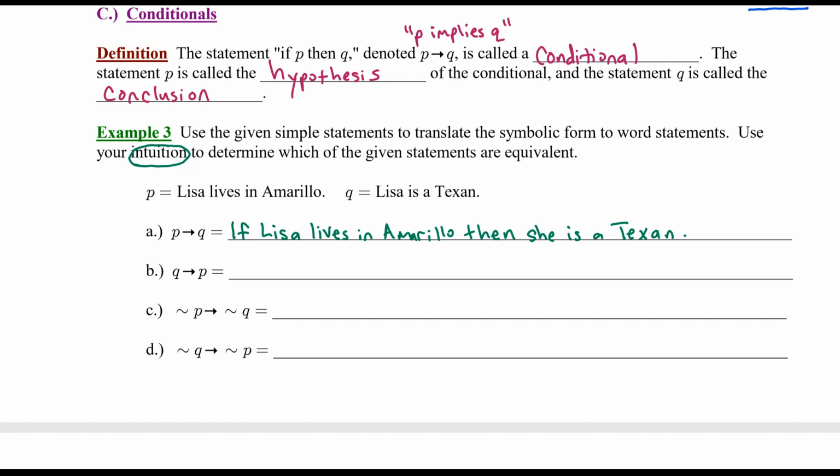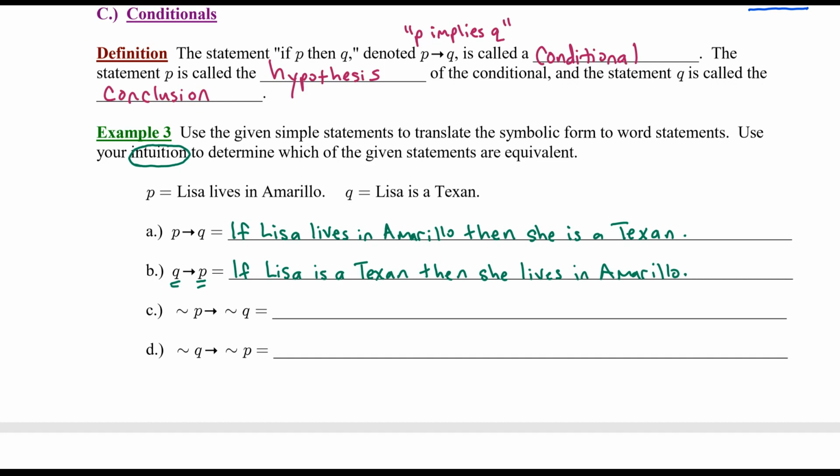Now, notice that the conditional arrow is a one-way street. It points from the hypothesis to the conclusion, and I can't read it in the wrong direction. It would be like going the wrong way down a one-way street. So let's examine the next conditional. Q implies P. So this time, the hypothesis is going to be Q. If Lisa is a Texan, then the conclusion this time is P. She lives in Amarillo.